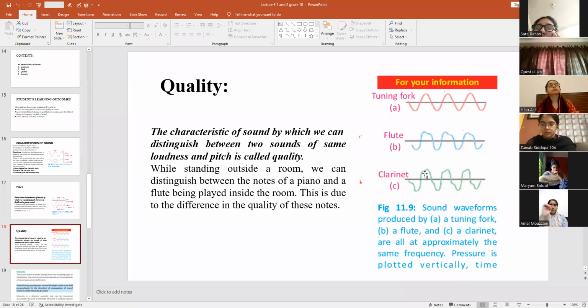Again, its amplitude is the same, its loudness is the same, they are playing with the same frequency, the same amplitude, the same pitch. But you can differentiate: this is the sound of a tuning fork, this is the sound of a flute, this is the sound of a clarinet, right? Because these are three different instruments. So this is known as quality. Sound waves produced by a tuning fork, a flute, and a clarinet are all at approximately the same frequency. Pressure is plotted vertically against time, right?